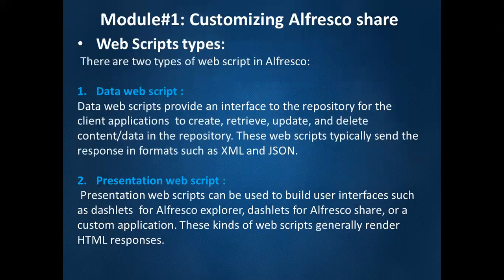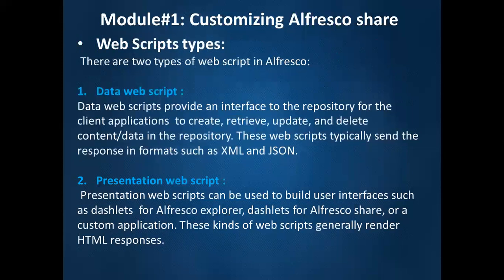Data web scripts provide an interface to the repository from the client application to create, retrieve, update, and delete content data in the repository. This is what we are trying to do today: retrieving the data from the repository. So we will use a data web script, because retrieving, creating, updating, all those actions are done by this type of web script. This web script typically sends the response in a format such as XML or JSON.